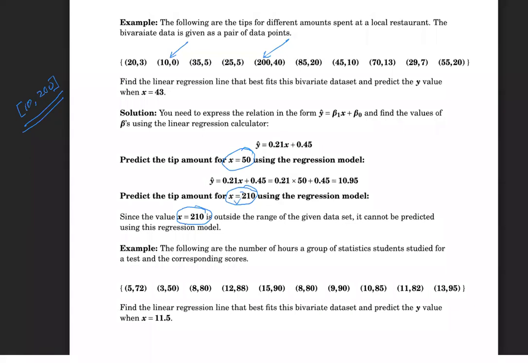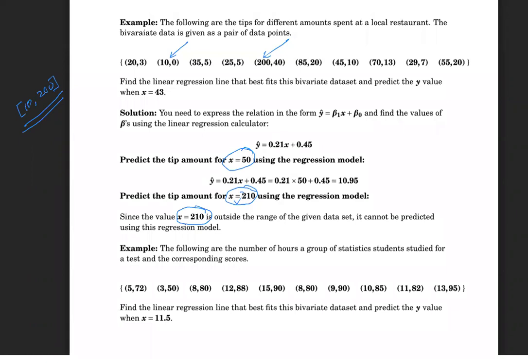I understand. If it were to say predict the tip amount for Y equals whatever, then we would be looking at the Y data set. Right. But remember, Y is the dependent variable here. The dependent variable is the predicted value. The independent variable is the X, which is what you use to predict the value of Y. So you'll probably not be using the Y range as much. It's mostly the X range.